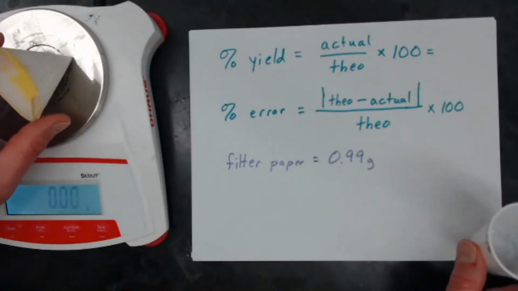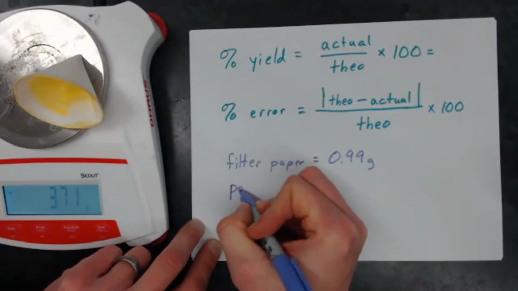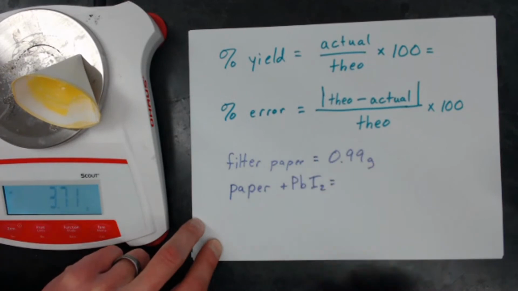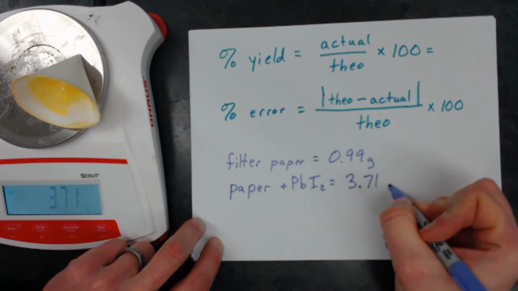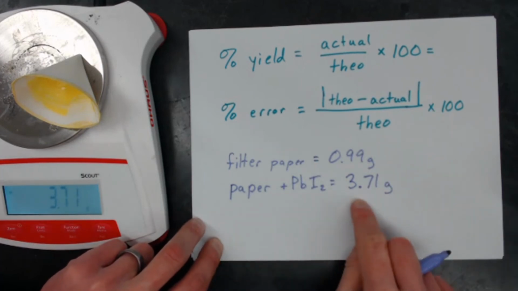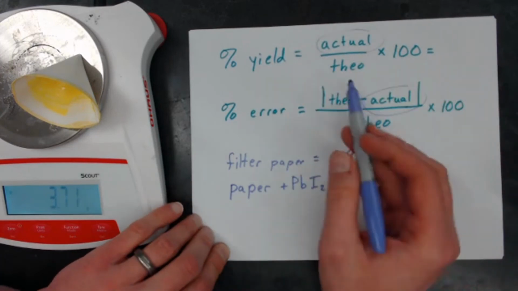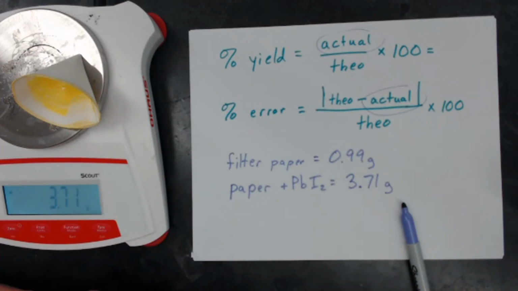And now I'm going to have to subtract that from the overall mass. So this is the mass of the filter with that lead 2 iodide. Don't eat that. So for my paper plus lead 2 iodide, just in case you can't read it, that looks like a mass of 3.71 grams. So I need to subtract that 0.99 out of there. That is going to give me my actual yield. And again, theoretical yield, that's coming from the stoichiometry. So that's all the data you should need for this lab. You should be able to complete the rest of that based on what we've got here. If you have any questions or anything else, please shoot me an email, and good luck.